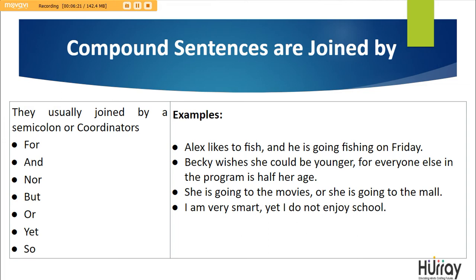Alex likes to fish and he is going fishing on Friday. Betty wishes she could be younger, for everyone else in the program is half her age. She is going to the movies or she is going to the mall. I am very smart, yet I do not enjoy school.